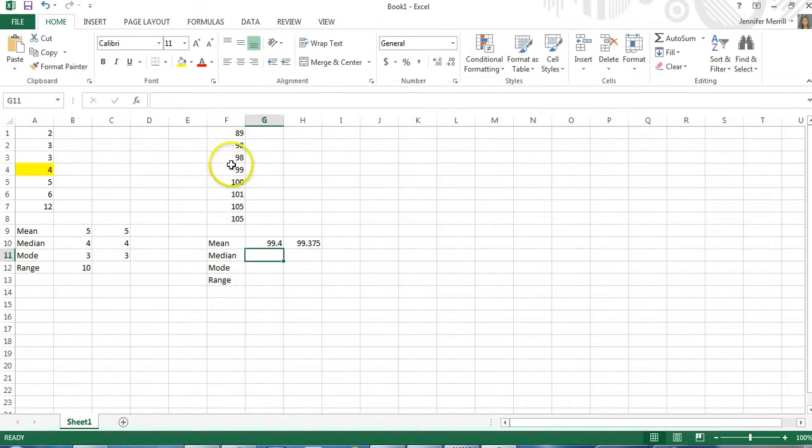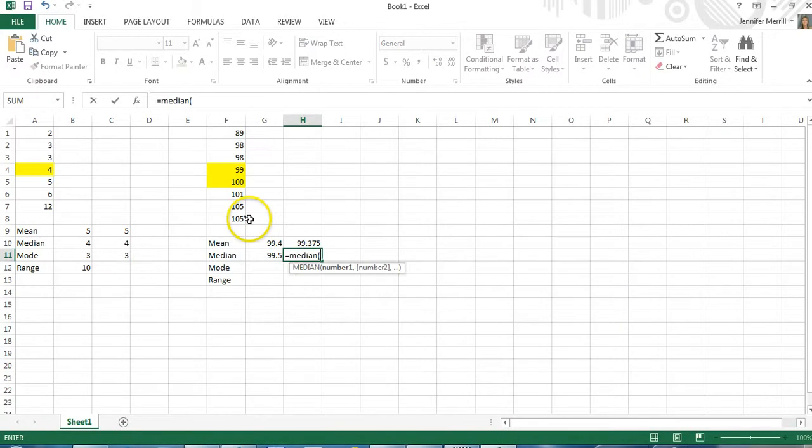The median, remember we had 2 medians. Those were the 2 middle numbers. Now we have 3 numbers above those and 3 numbers below those 2. We need to find the average of those two numbers. So you could either highlight them and then look down at the bottom where it says about 99.5, or you can type in equals median, parenthesis, highlight the data, parenthesis, and it gives us 99.5.